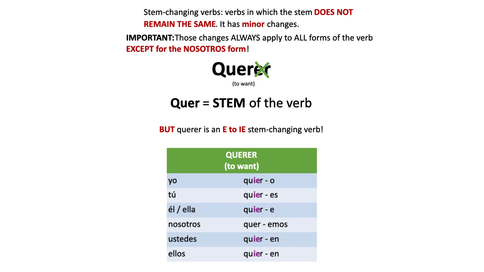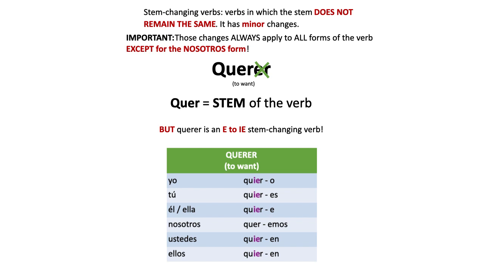Okay? What does this mean? Well, the verb means to want, so yo quiero means I want. Tú quieres means you want, one person, of course. Él quiere, he wants. Ella quiere, she wants. Nosotros queremos, we want. Ustedes quieren, you guys want. Ellos quieren, they want. Okay?